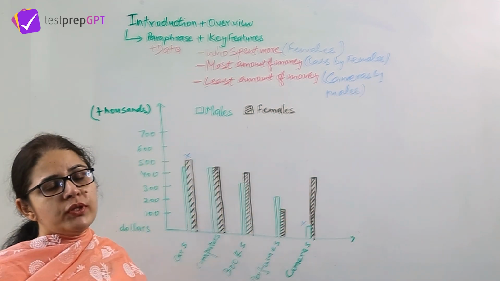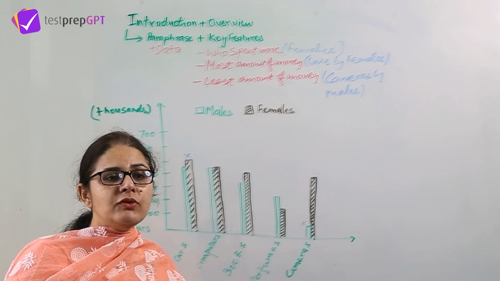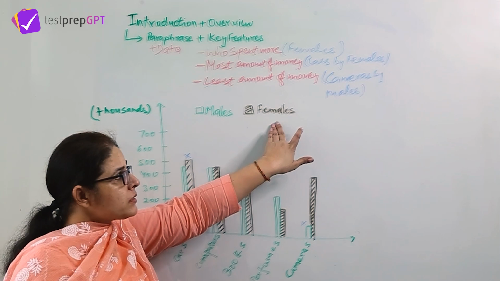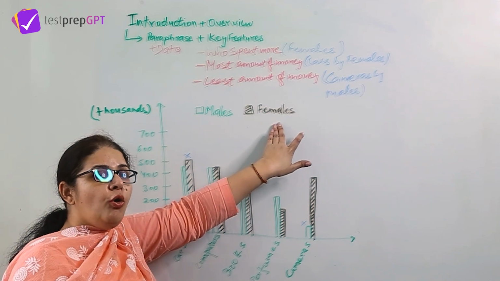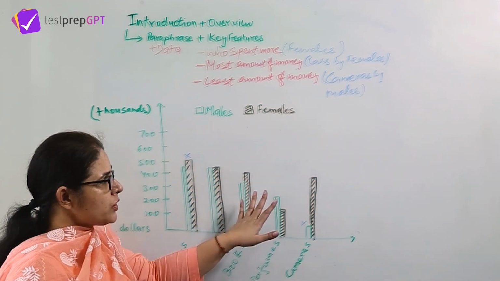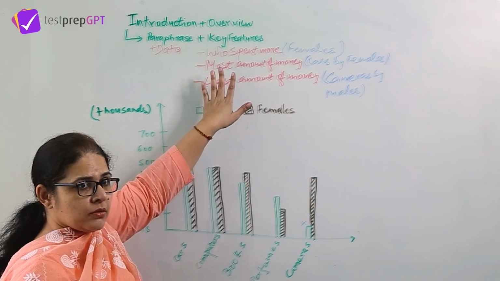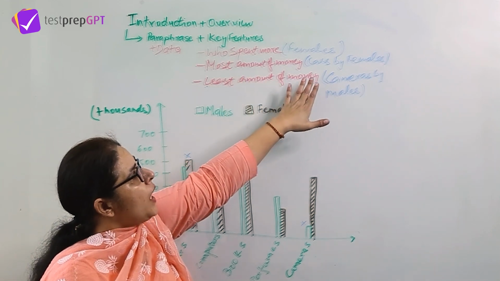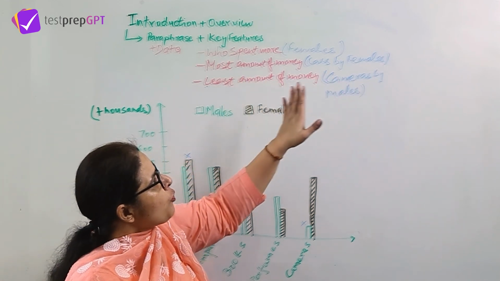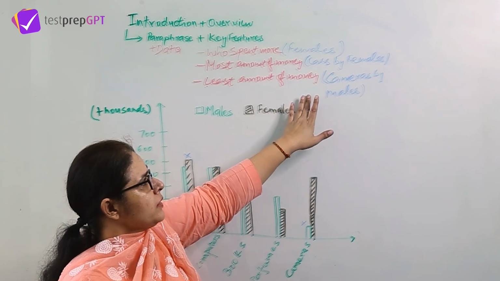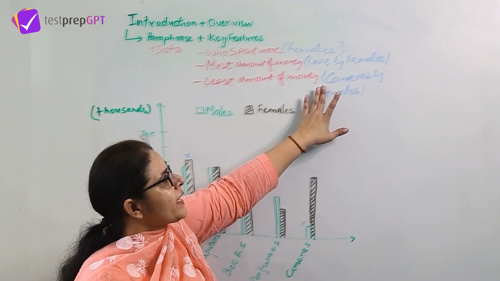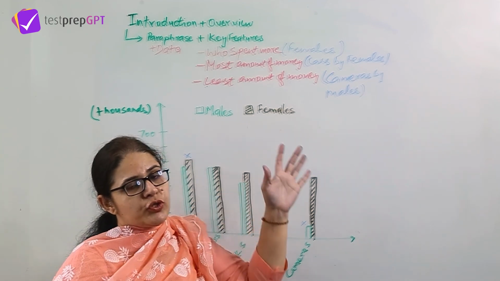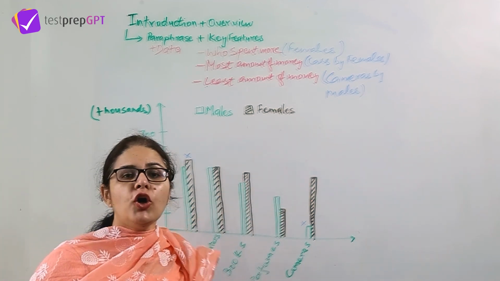Now how are we going to put that into a sentence? So what we can write is, in general, females spend more money on these consumer goods as compared to men, where the most amount of money was spent on cars by females, while the least amount of money was spent on cameras by males in the given year. So these three sentences will make your introduction.